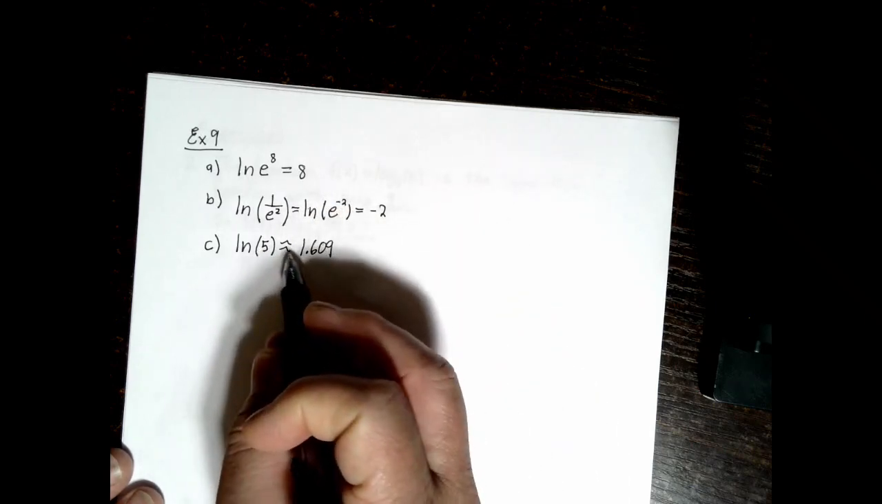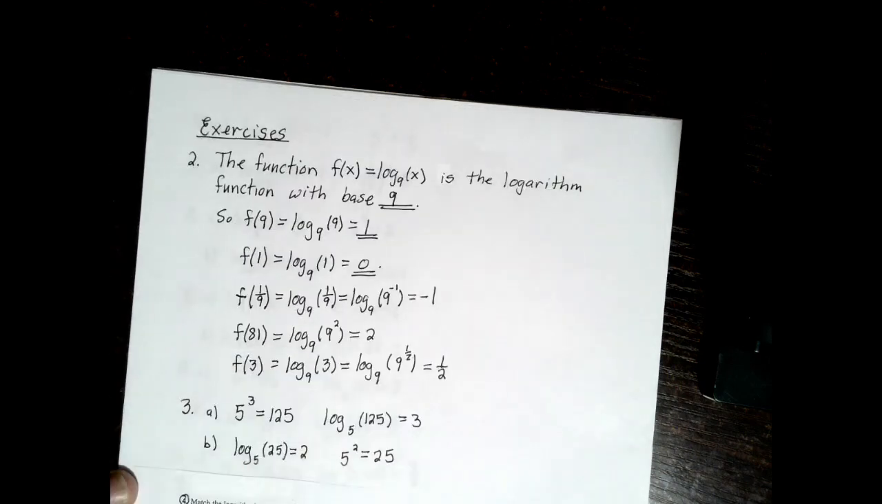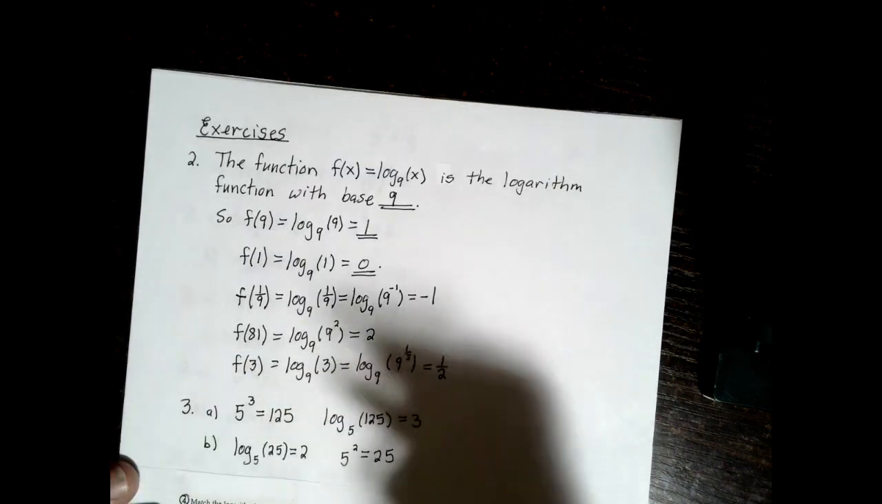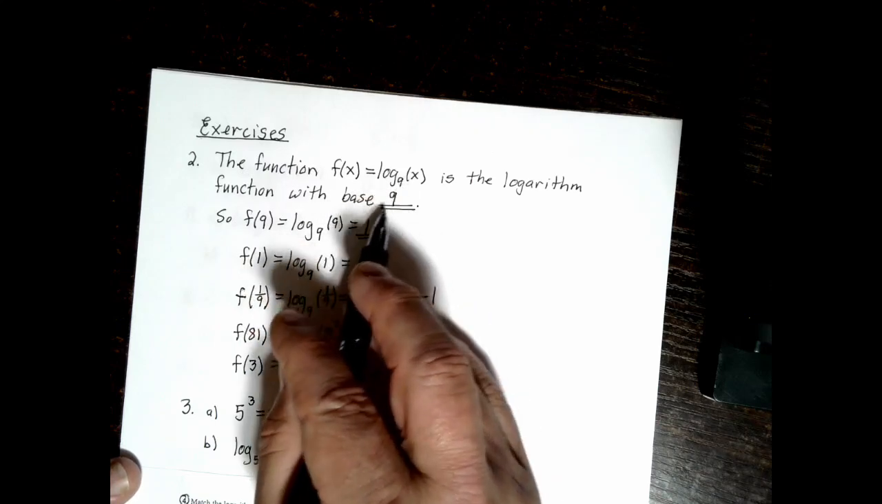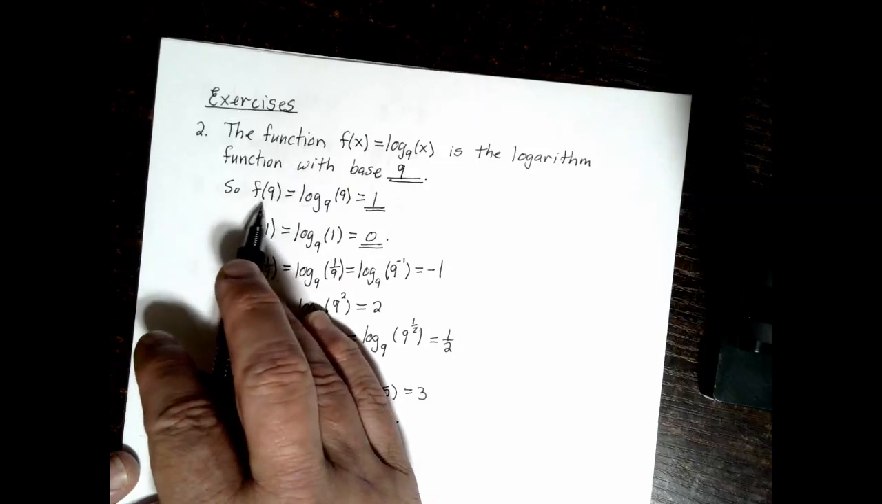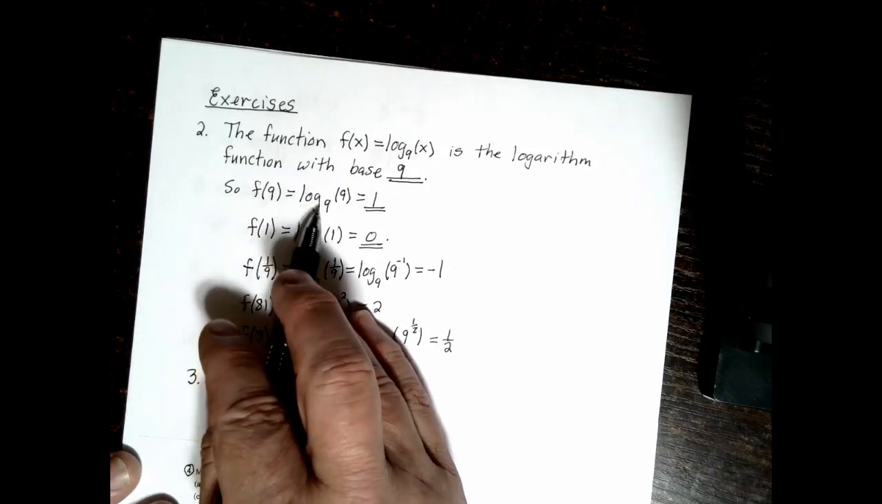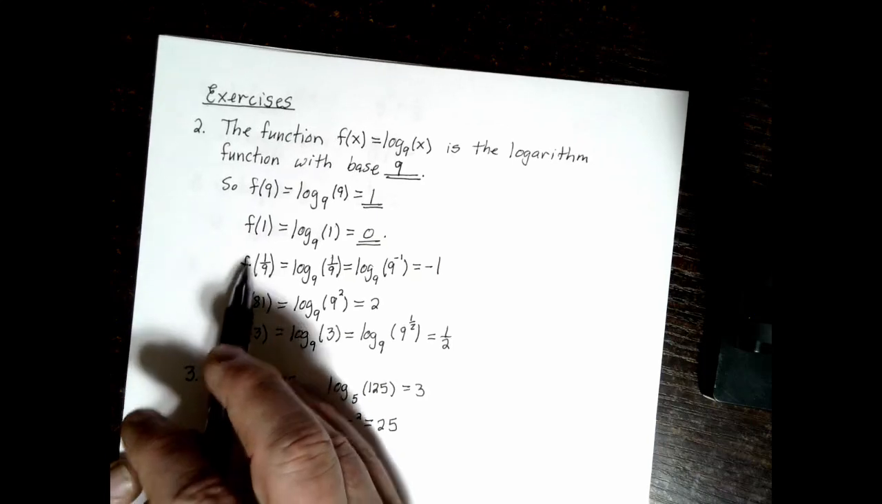Now ln of 5, you just type that into your calculator. You find ln just to the left of the 4 on your calculator key. So you got f of x equals log base 9 of x. It's a logarithm with base 9. Now they ask you to plug 9 into this function. Well, it's log base 9 of 9, so the answer is just the exponent 1.